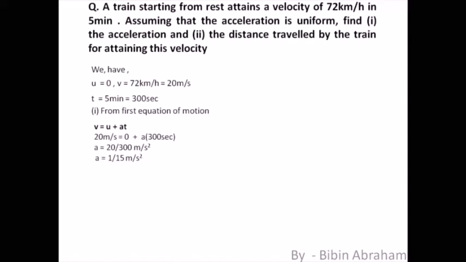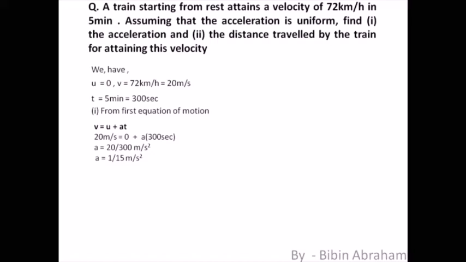So let's put the value. V is 20, right? U is 0, a I don't know, I have to find out, and t is 300 seconds, right? So from this equation I can find out my acceleration as 20 upon 300 meter per second square, or the acceleration is 1 upon 15 meter per second square. Very simply, I'm able to find out the acceleration of my motion with the help of the equation of motion.